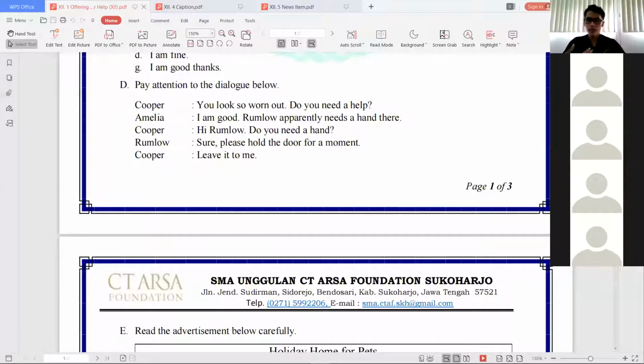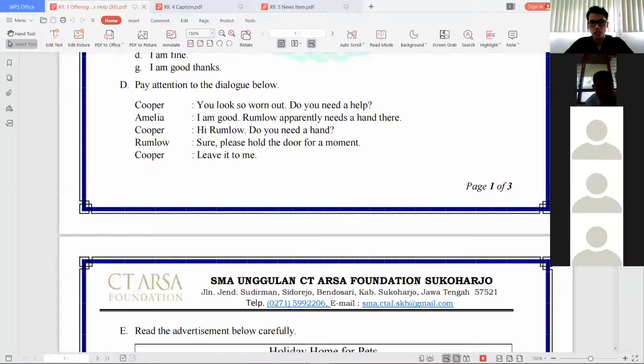"Sure" indicates that Cooper's offering is accepted by Ramlo. So the kind of help that Ramlo possibly needs is holding the door. So, sure, please hold the door for a moment. And then Cooper says, "Leave it to me." It means that Cooper can help Ramlo to hold the door.